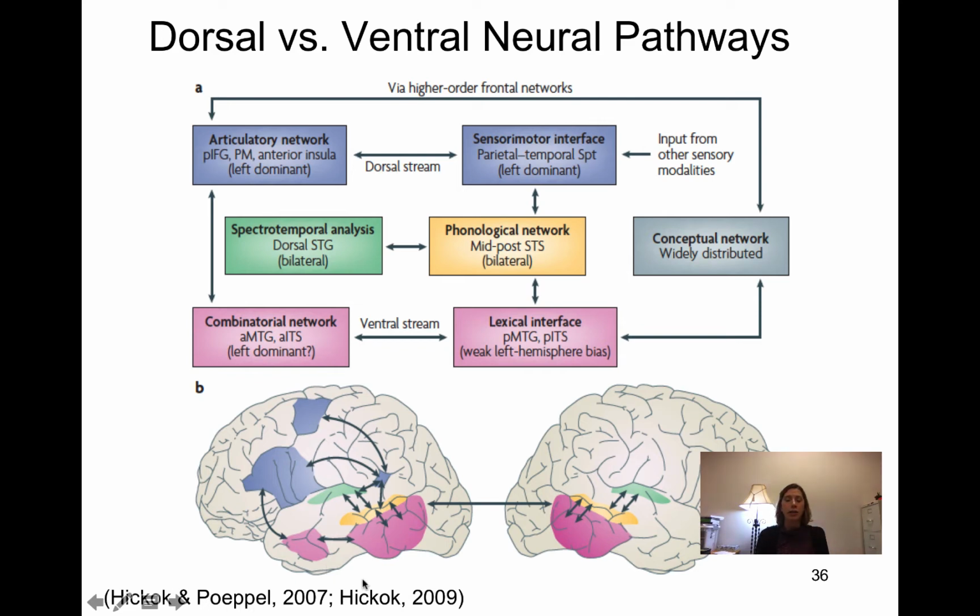They call this the dual stream model of the anatomy of language. So you can look at that more if you're into that. I just want to give you another way to think about imitation and spontaneous production.